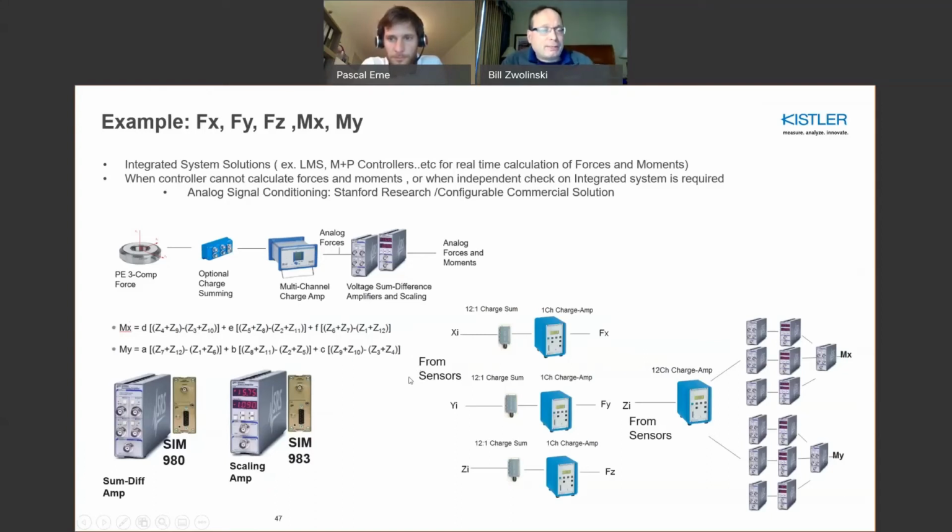And in some cases, there's a need to have a cross check against real-time calculations. So sometimes these analog systems are still used as a cross check. So I mention them just for completeness.